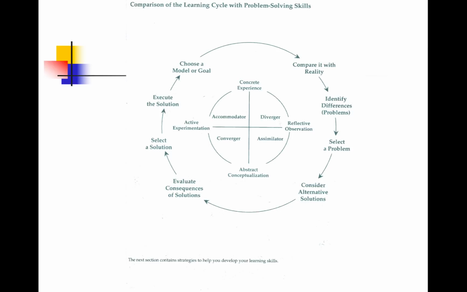So this model here puts the learning style that we just talked about in the center of this model and compares it with the problem-solving skills that you may see. So when you look at problem solving, problem solving is choosing a goal or a model that you see, comparing it to reality and identifying those differences. And then you select a problem to work towards, consider alternative solutions, evaluate the consequences of the solution, select a solution, execute, see if it was effective, and it tends to be a cycle.